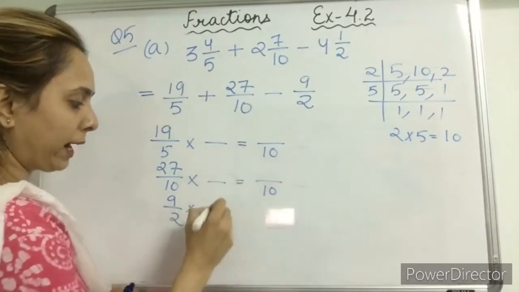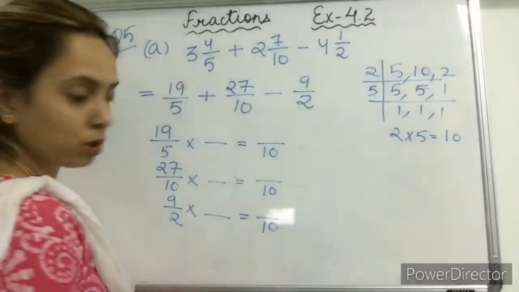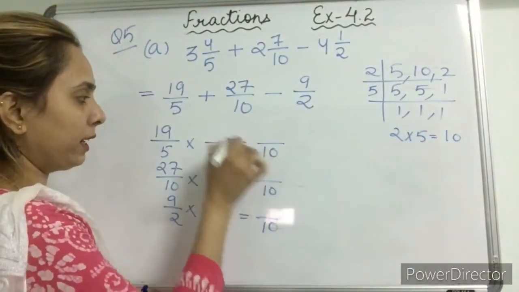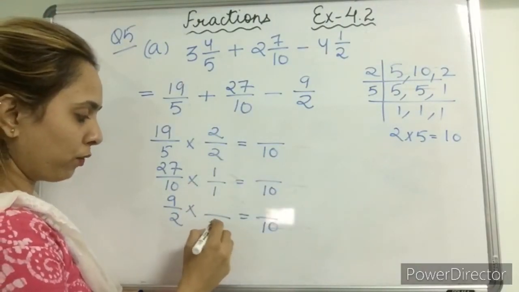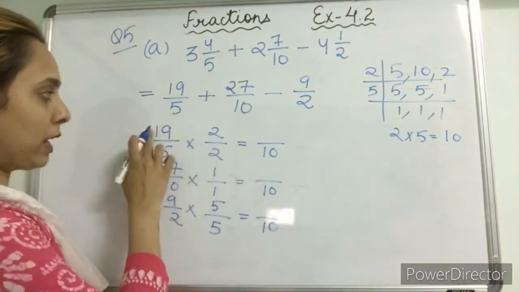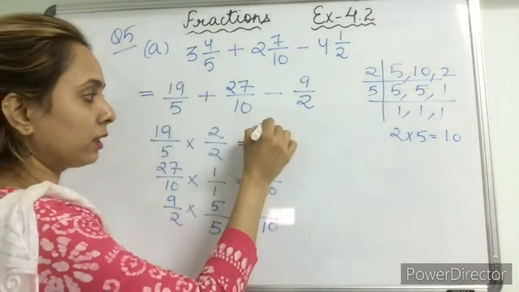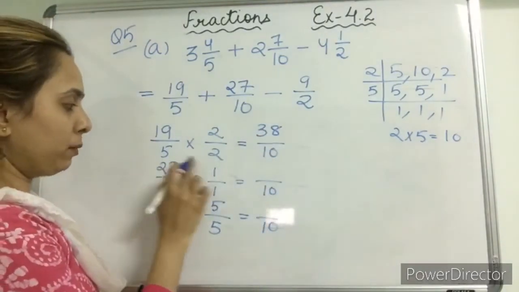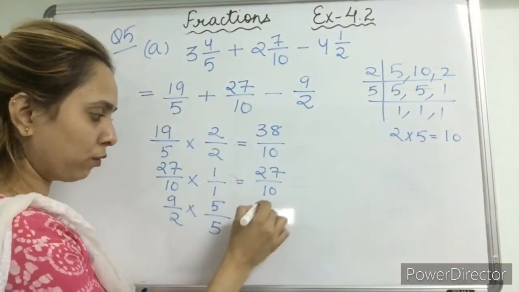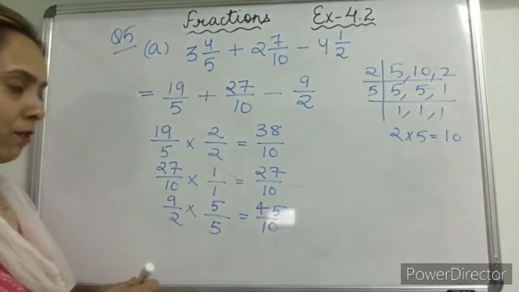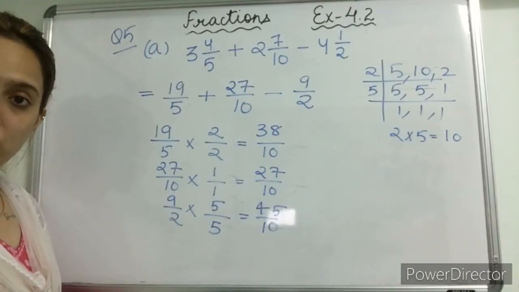You always have to write in this way. Okay? So now 5 2s are 10, 2 here; 10 1s are 10, 1 here; 2 5s are 10, 5 here. So 19 2s are 38. 27 1s are 27, 9 5s are 45. So we have got 3 fractions here.